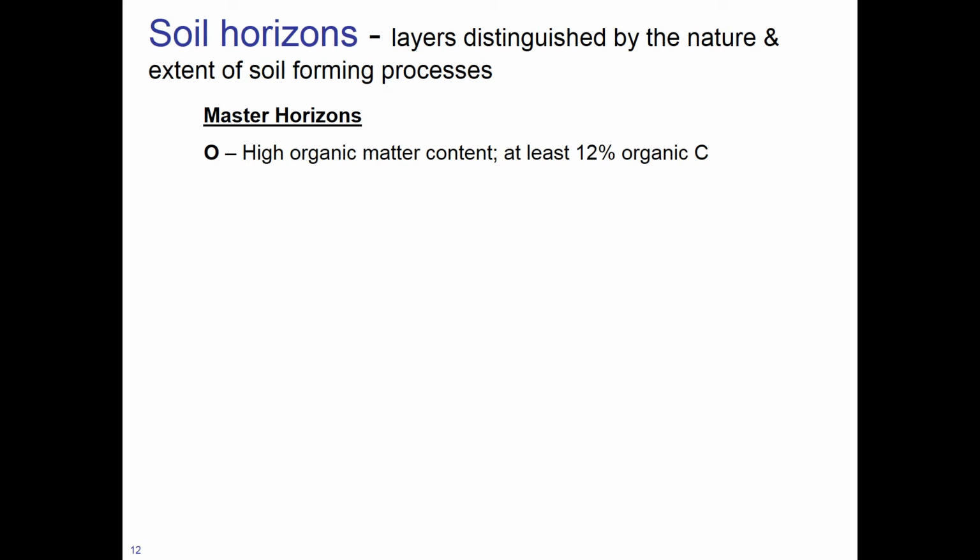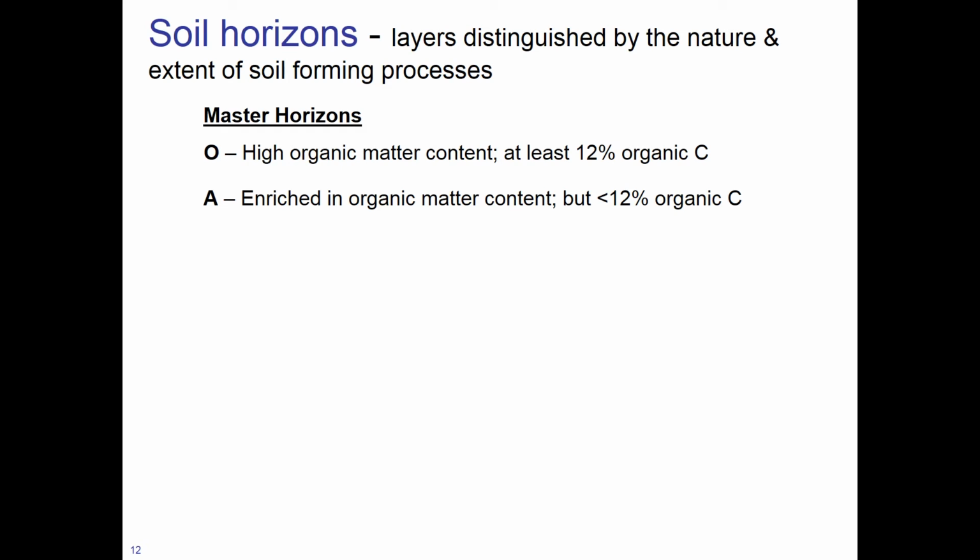The O horizon is one characterized by relatively high organic matter content. The USDA defines an O horizon as one that has at least 12% organic carbon with no clay and 18% organic carbon with 60% clay. O horizons could be things like leaf litter, or it could be accumulated peat in a very wet area.